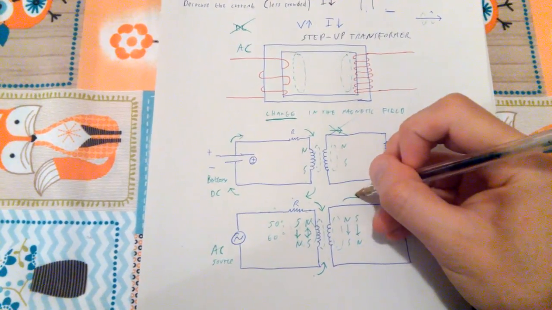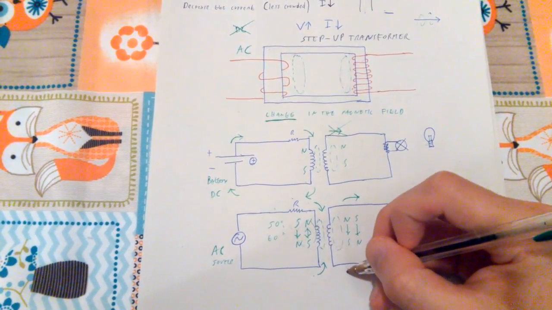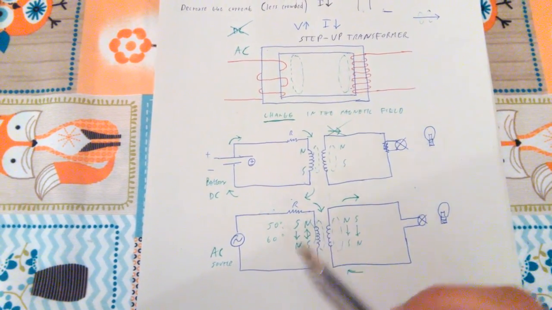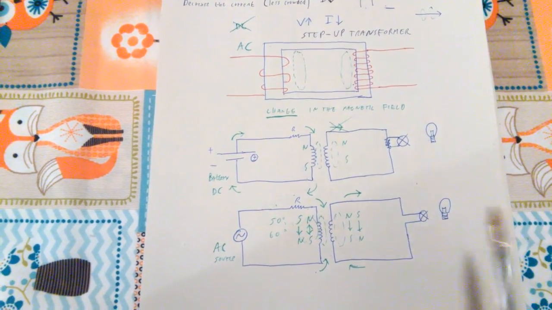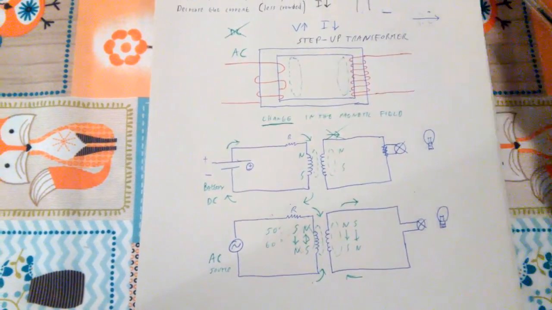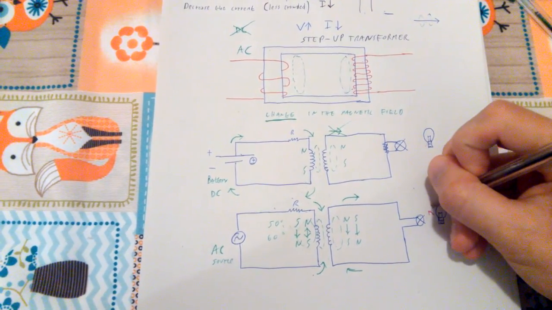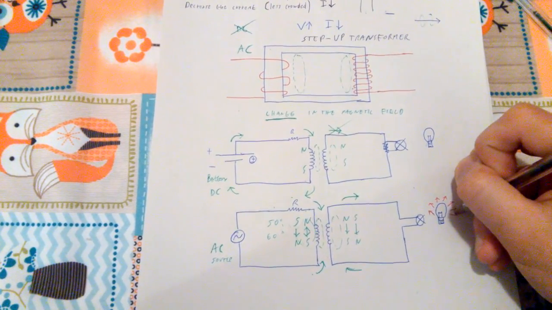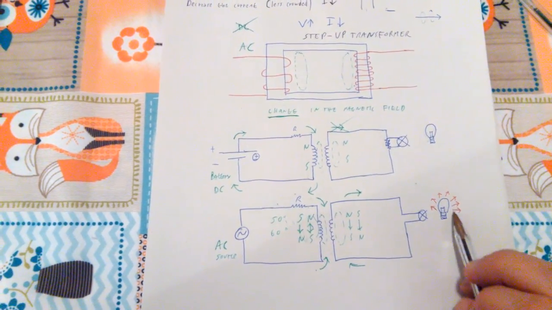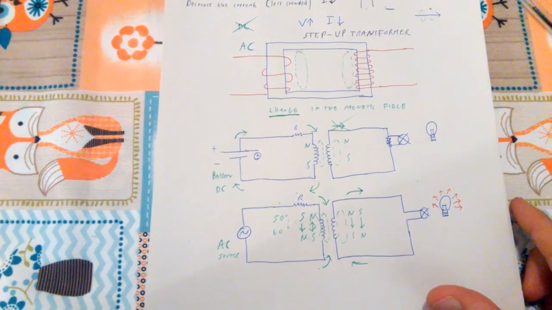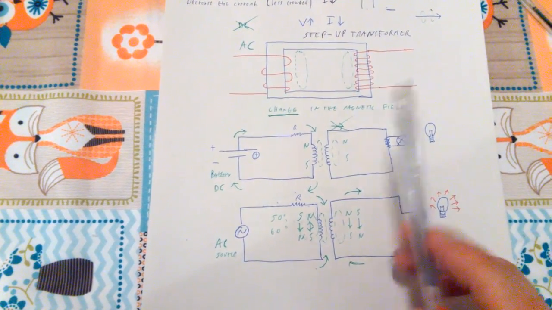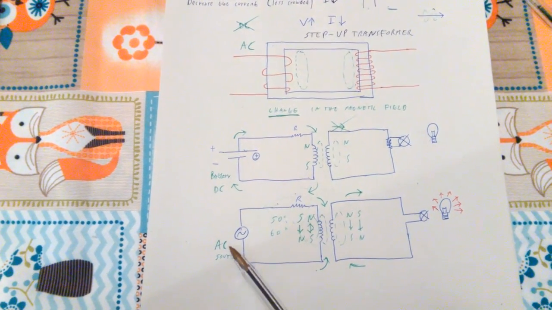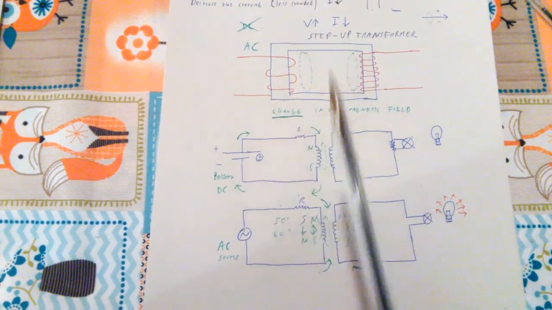And therefore, we're going to have a constant current flowing in this direction, and in this direction, alternating. So the light bulb will finally glow. And I'm finally gonna have my photons going out from the light bulb. So yeah, this is how a step-up transformer works, and this is why it's working only in AC. It cannot work in DC, only in AC.